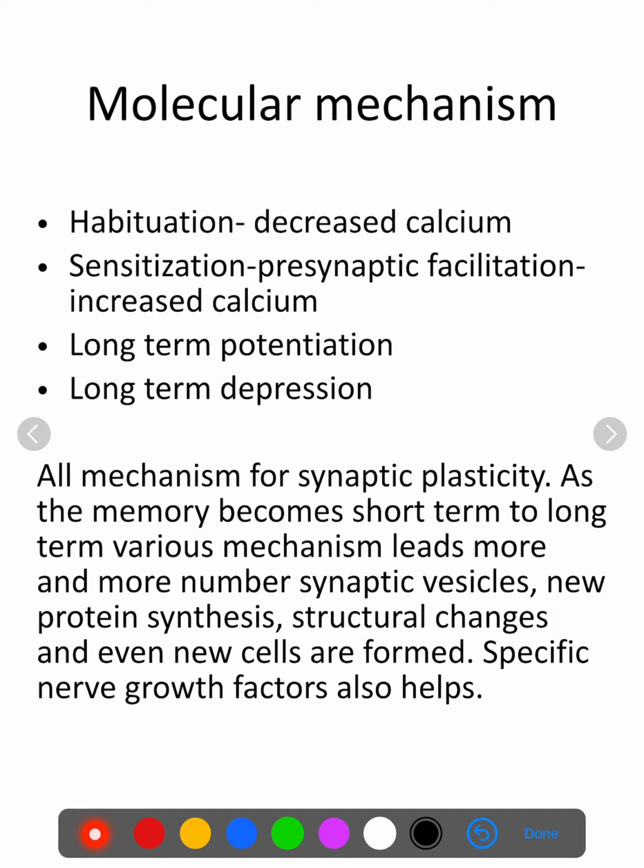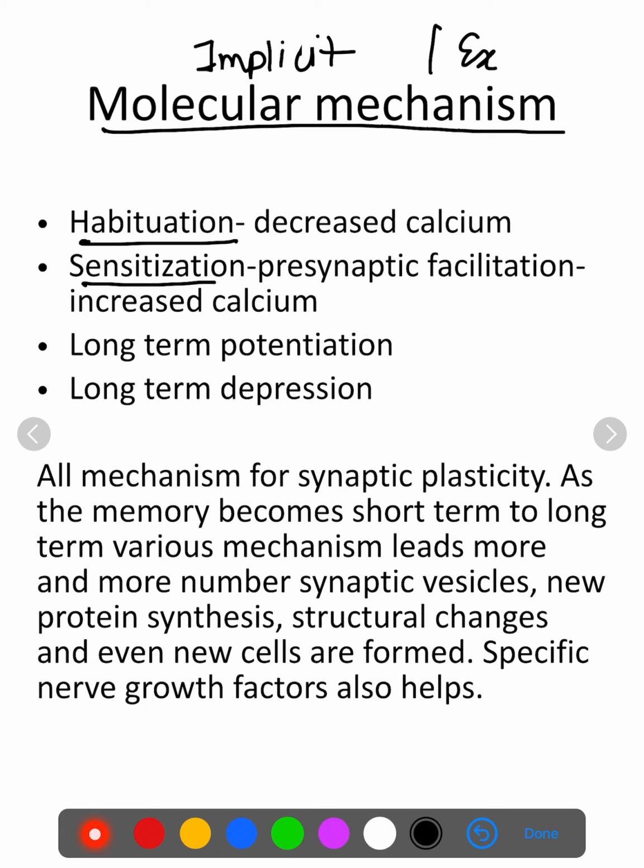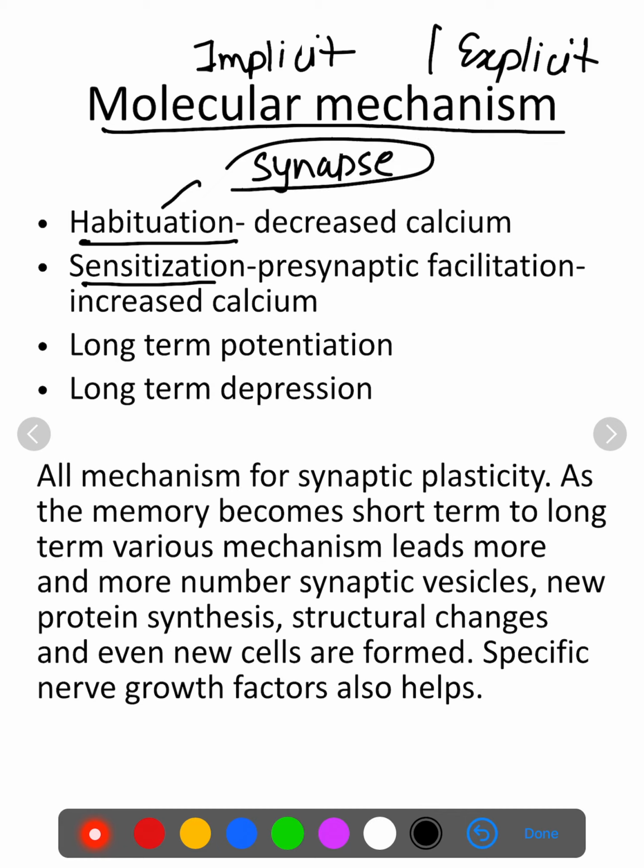Molecular mechanisms we have already studied: habituation and sensitization. Now we will be studying the mechanisms for long-term potentiation and long-term depression. See, for molecular mechanisms, you can't just say that it is separate for implicit and separate for explicit. Ultimately all these are occurring at the level of the synapse. So in the synapse all these mechanisms are occurring.